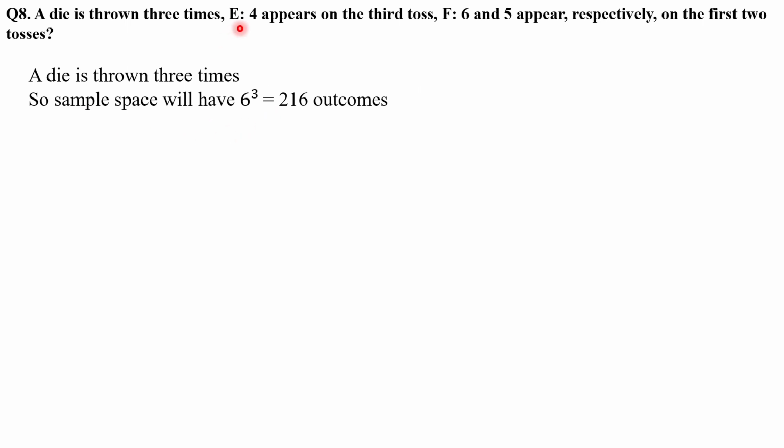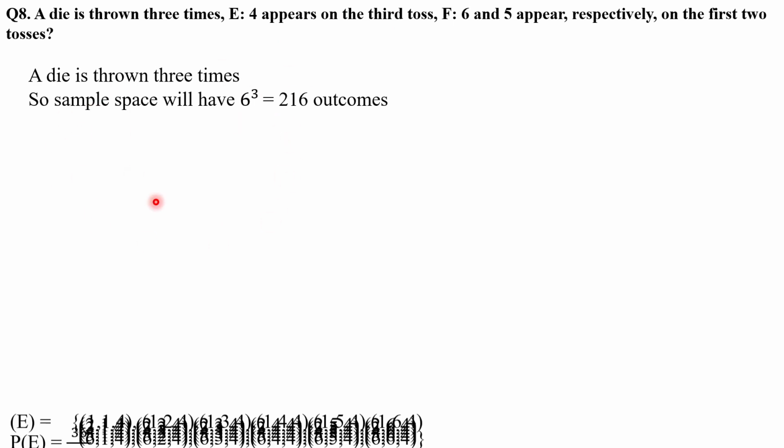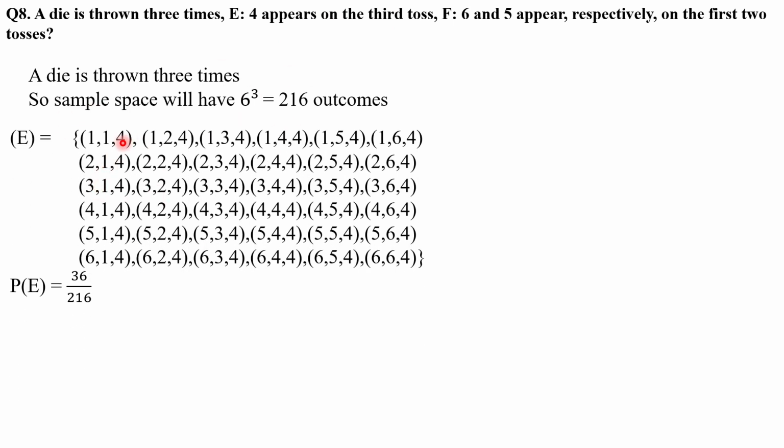Okay. Now, what is it saying? 4 appears on the third toss. So we will find the probability where 4 is appearing on the third toss. So here you can say 4 in the third toss.